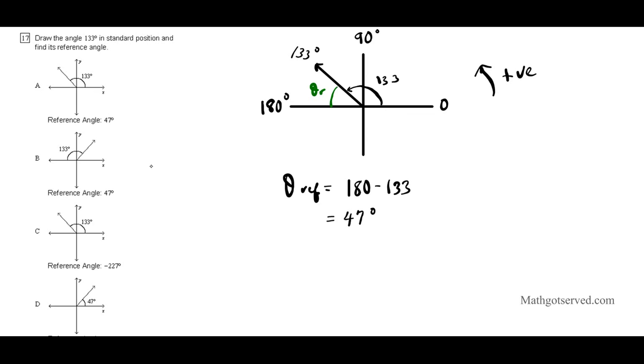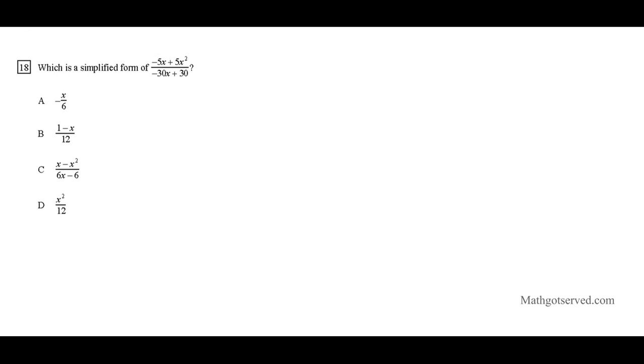All right, so let's see which one matches. This is a good one, so yeah, actually, our answer is option A. All right, let's move on to question 18. It says, which is the simplified form of this rational expression right here? So you have negative 5x plus 5x squared over negative 30x plus 30. So let's take the numerator first and factor it.